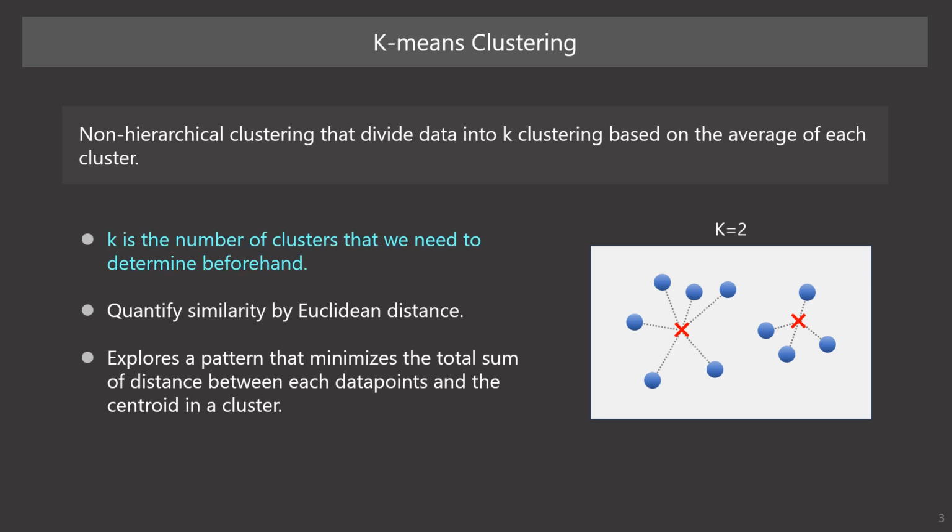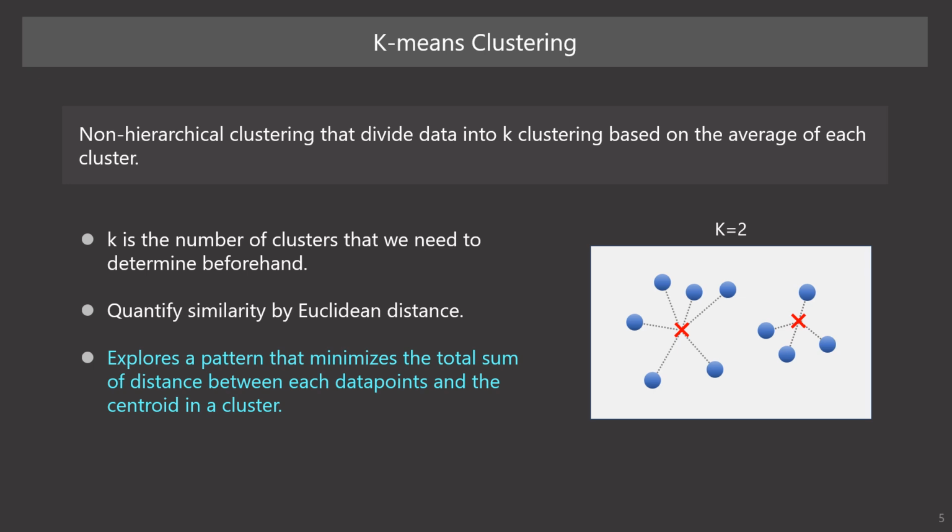Here, K is the number of clusters that we, as an analyst, need to determine beforehand. K-means clustering is a distance-based clustering, so similarity is quantified by distance. So, in K-means clustering, close data points are regarded as similar and grouped into the same cluster.